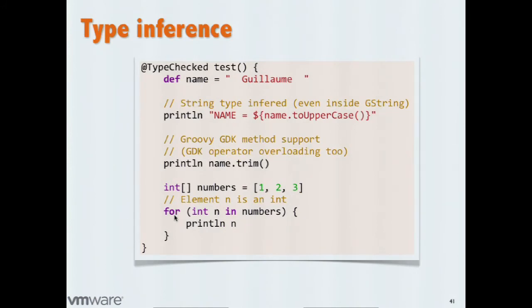With static type checking, we also do type inference. So here name, although we didn't say String name, this variable holds a string, so I can call things like toUpperCase. I can call trim, which is a method that was added by the Groovy Development Kit. And yeah, that's pretty much it. It figures out that the variable n from the for loop is actually an int. Obviously, we created an int array, so it just works.